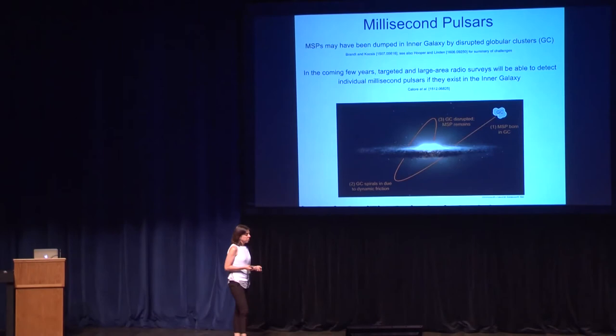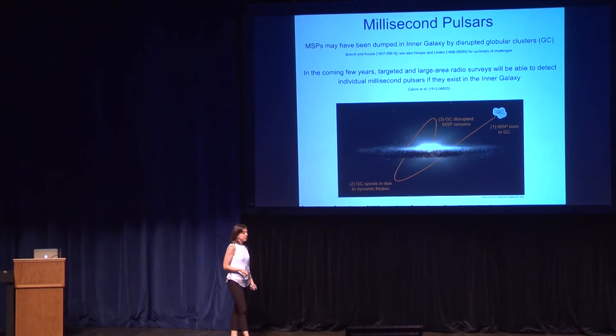One possible way of explaining this is that these millisecond pulsars are essentially coming from the disruption of globular clusters as they're falling into the galaxy. The idea here is that the millisecond pulsars would be born in these globular clusters. These clusters would be spiraling in due to dynamical friction. When they end up in the center of the galaxy, they just dump their millisecond pulsars there, and over time this ends up building up a population of sources here.